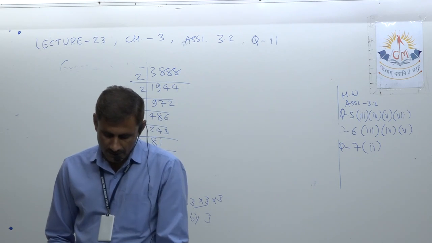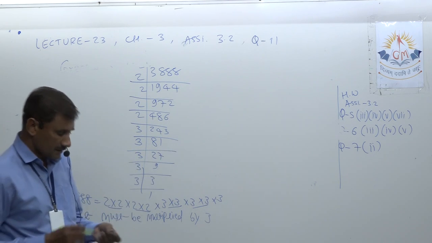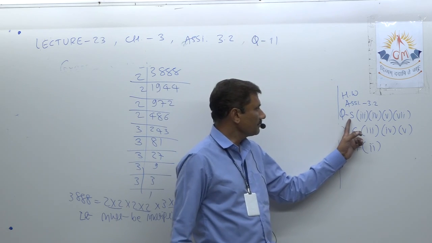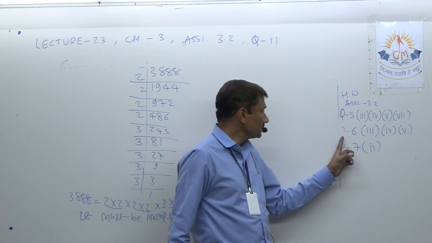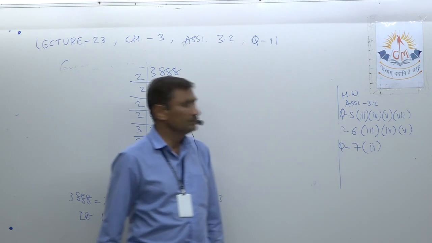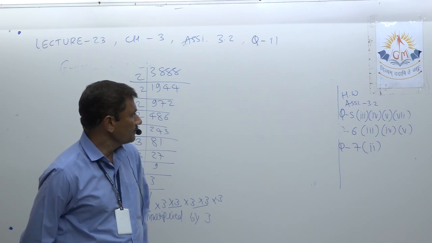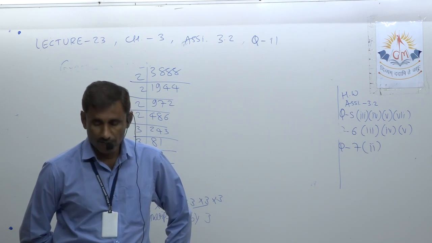Okay, from number 12 we will solve in next lectures. Today's homework I am reminding you again from the same exercise 3.2: question number 5, 3, 4, 5, 7. Question number 6, 2, 4, 5. Question number 7, 2. Okay, so 4 plus 3 is 7 plus 1, total 8 sums given in homework.